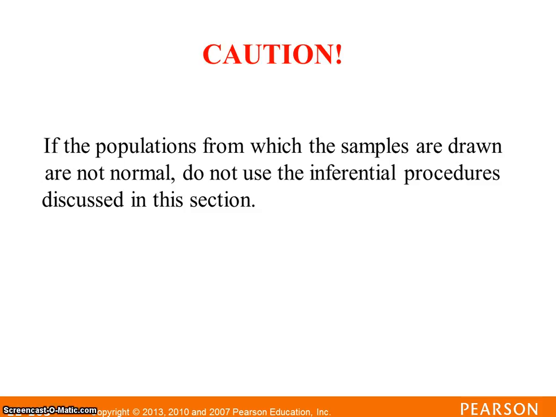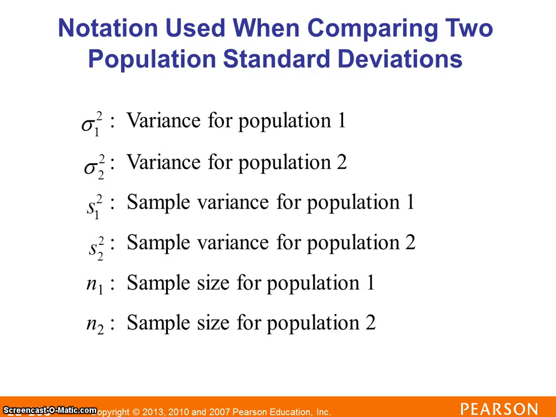So let's look at some notation used when comparing two population standard deviations. Sigma 1 squared is, remember, sigma is the standard deviation, so sigma squared would be the variance. That's the variance for population 1. This is the variance for population 2. This stands for the sample variance for population 1, and this stands for the sample variance for population 2. And then n1 and n2 are the sample sizes for populations 1 and 2 respectively.